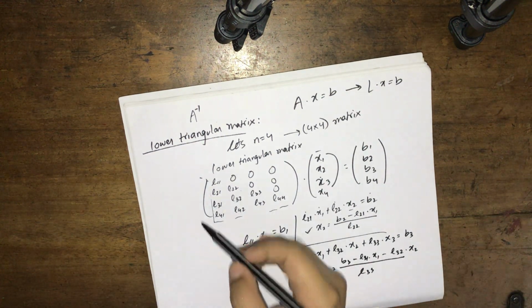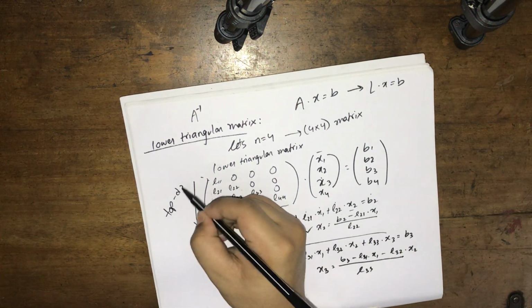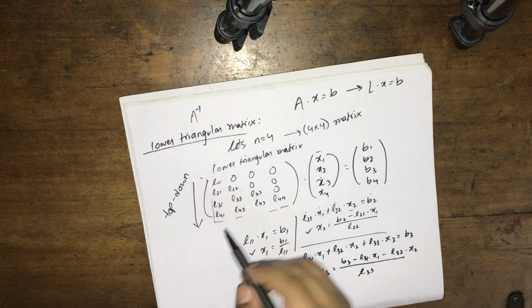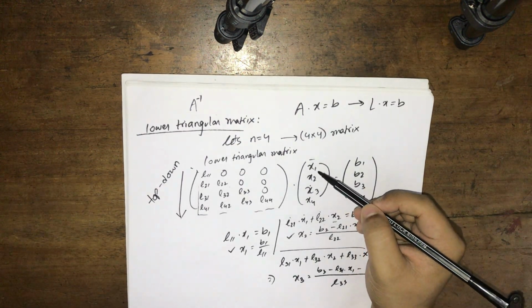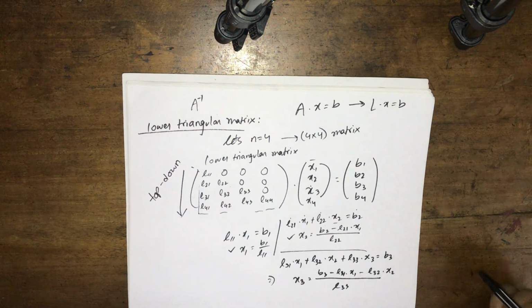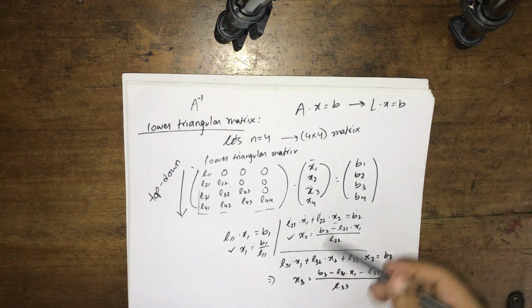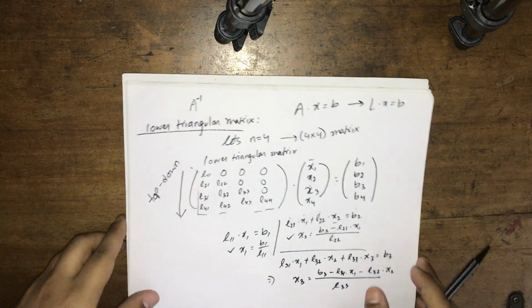So basically it is called a top-down approach. It's called the top-down approach because we start off from X1 and we move up till X4 by solving each and every variable of the system of linear equations. Alright, that's why it is called the top-down approach. So we start from x1 and consequently solve up to x4. Alright, moving on.